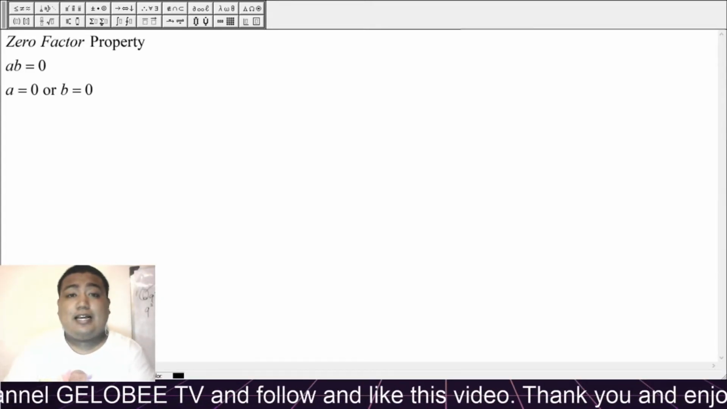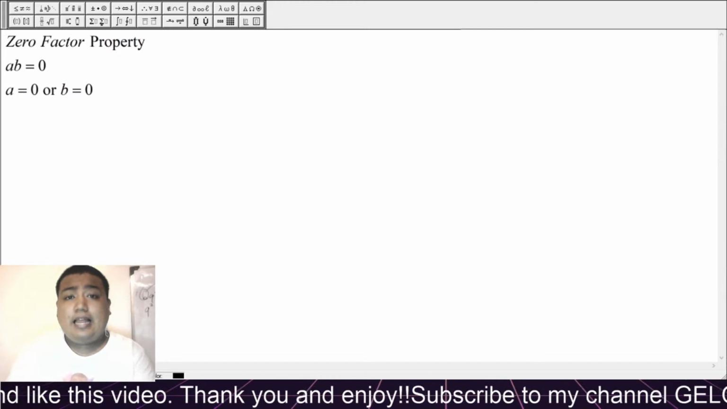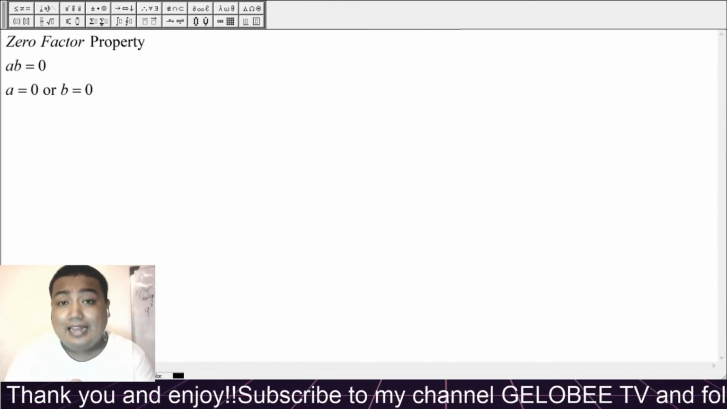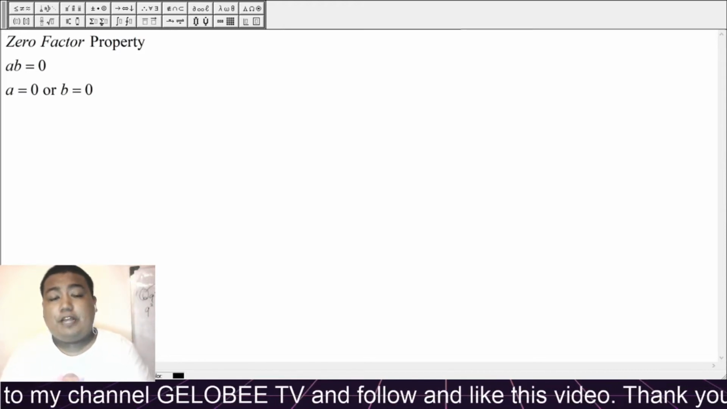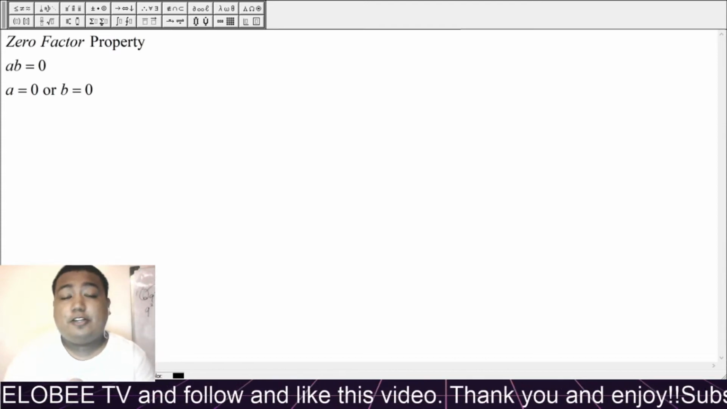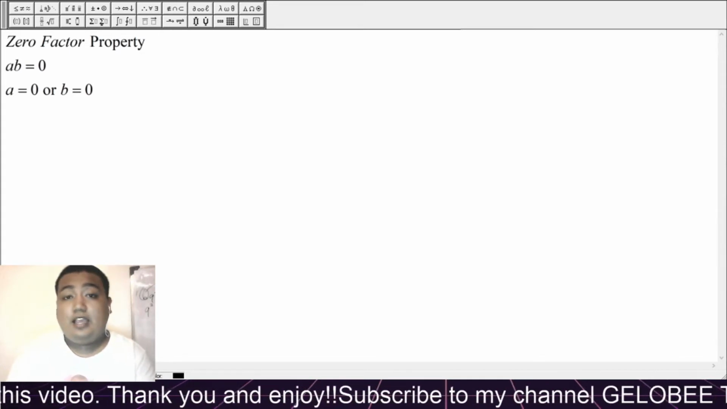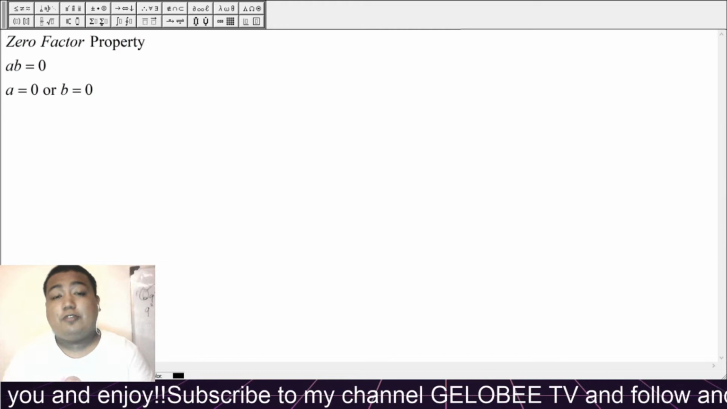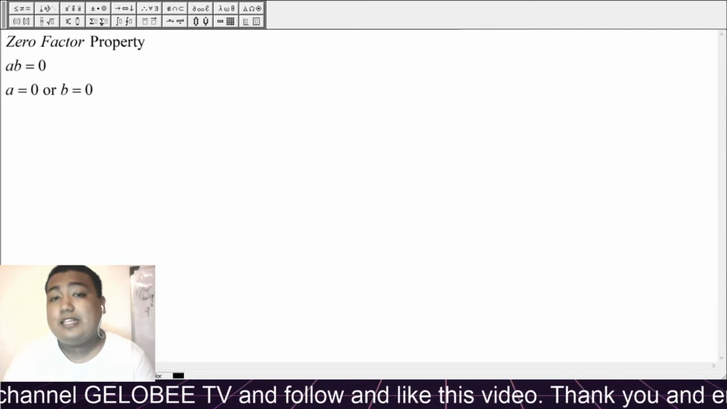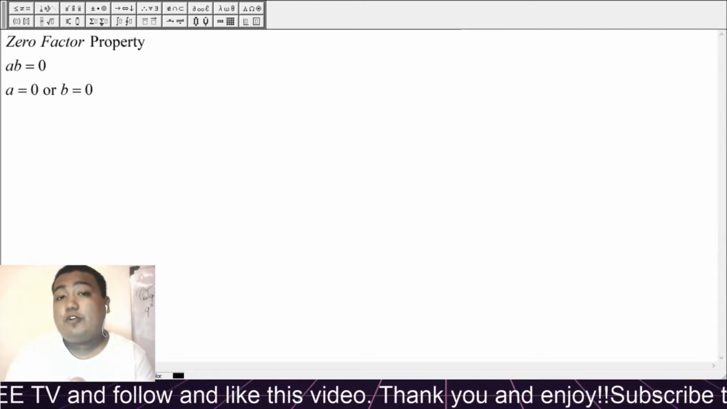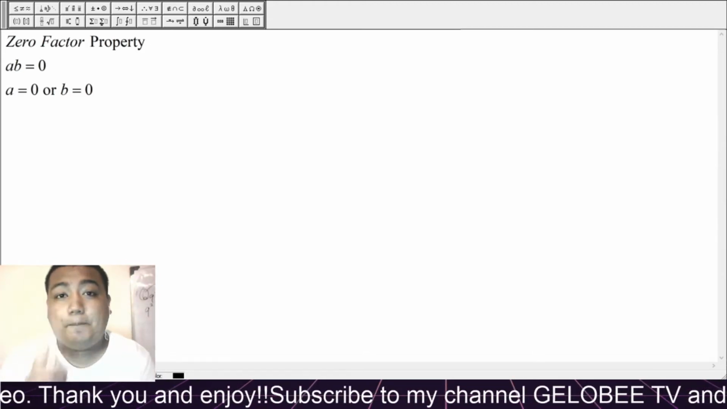Bago natin simulan ang mga example natin on how to solve quadratic equation using factoring, kailangan natin muna tandaan itong theorem, which is the zero factor property or the zero factor theorem. When we say zero factor theorem, if AB is equal to 0, dalawang pwede maging sagot niyan. It's either A is equal to 0 or B is equal to 0. Kumbaga, kapag nagmumultiply tayo ng dalawang number at kapag ang naging sagot ay 0, pwedeng maging yung una yung 0 or kaya yung pangalawa yung 0. Gets? So, simulan na natin ang example.